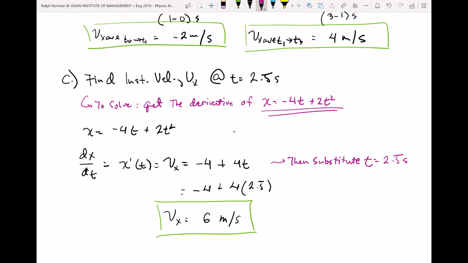So we have here x equals negative 4t plus 2t raised to 2. The x prime of it equals the instantaneous velocity, yielding negative 4 plus 4t. Now we substitute 2.5 seconds here, and that will give us 6 meters per second.